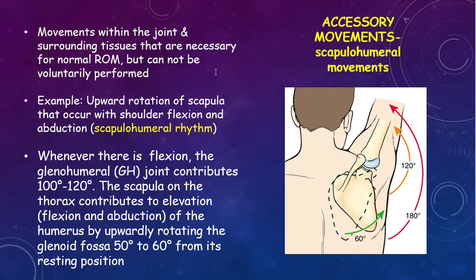Now, another movement, not really arthrokinematics, but it's also an involuntary movement that takes place in our body, is what we're going to discuss next. And that is called scapulothoracic. The movement takes place between the scapulothoracic joint and glenohumeral joint. And the movement is called scapulohumeral rhythm. Now, this scapulohumeral rhythm is, let me say, a synchronization of movements between glenohumeral joints and scapulothoracic joints. All right?